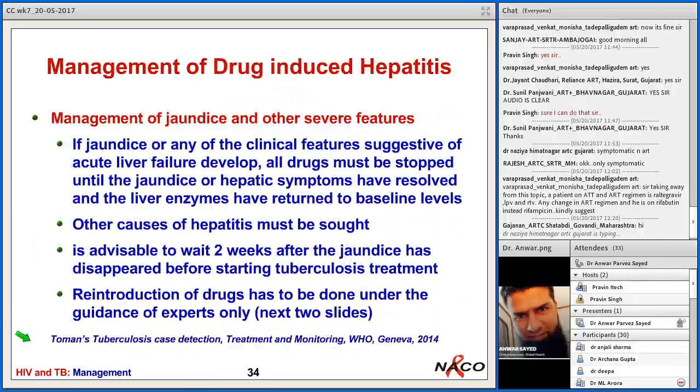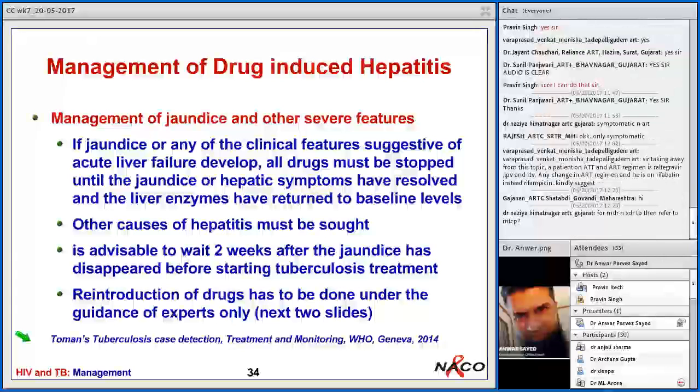There are again commonly used anti-TB drugs, 3 in fact, INH, rifampicin and pyrazinamide, which can be hepatotoxic, and this is again not very uncommon, especially when we are using them along with other drugs like fluconazole and in fact ART.